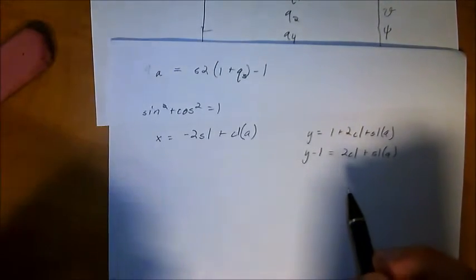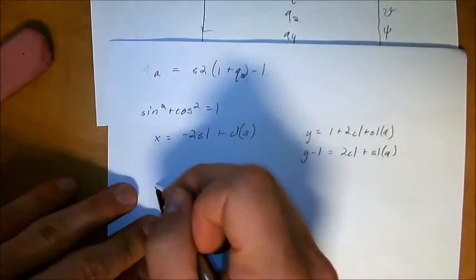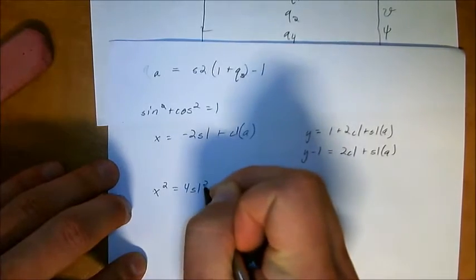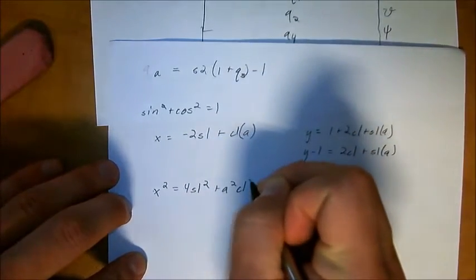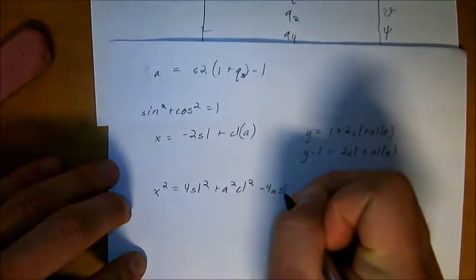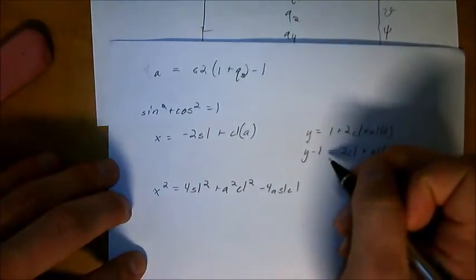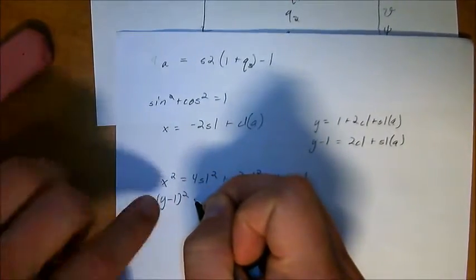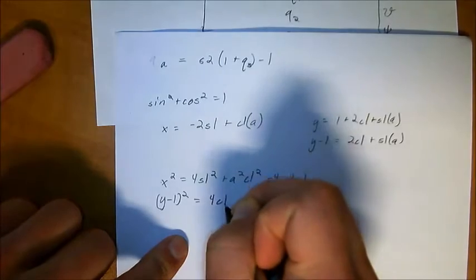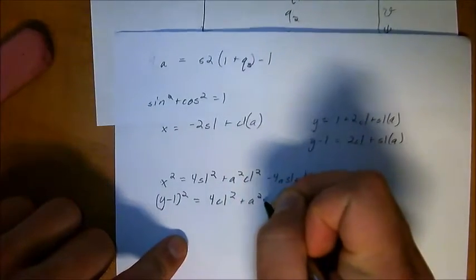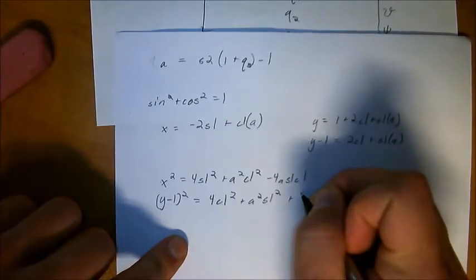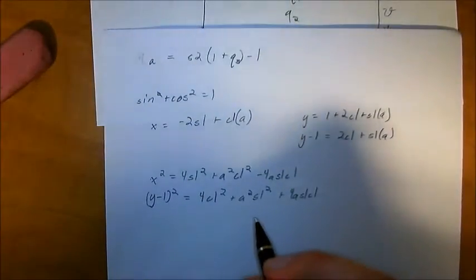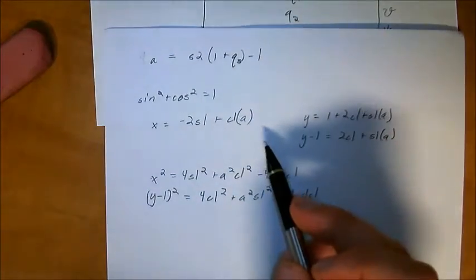So going ahead and doing that, taking the square of both of these, x squared is equal to 4 sine q1 squared plus a squared cosine q1 squared minus 4a sine q1 cosine q1. And then taking the square of this over here, I'll end up with y minus 1 squared, we don't have to expand that out, is equal to 4 cosine q1 squared plus a squared sine q1 squared plus 4a sine q1 cosine q1. So expanding all that and doing all the multiplication of these two equations will get us to that step.